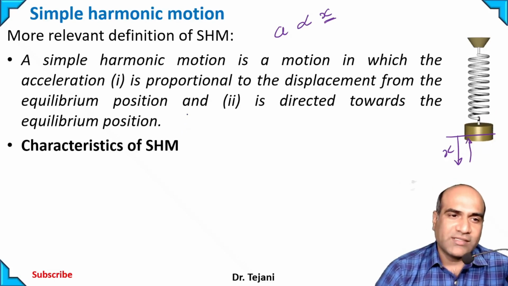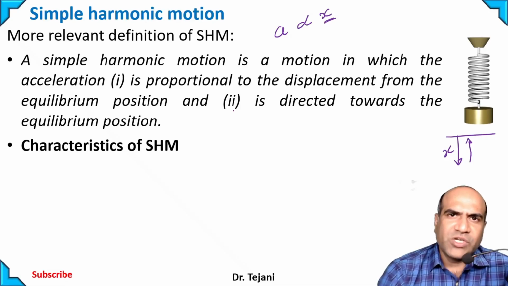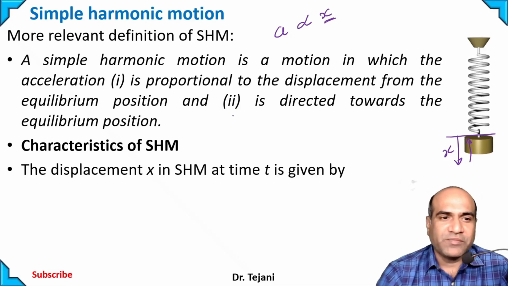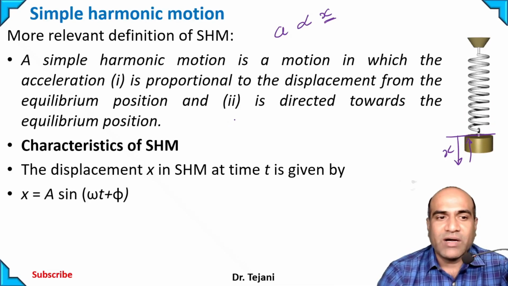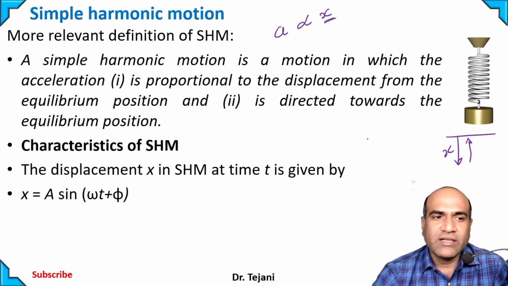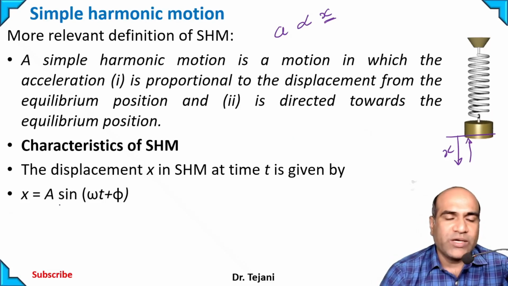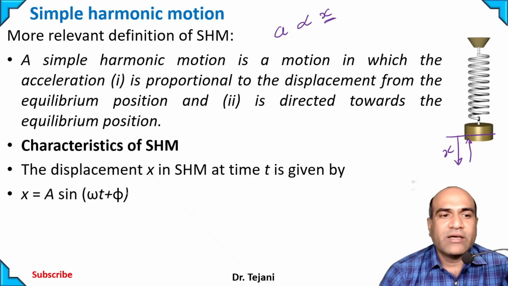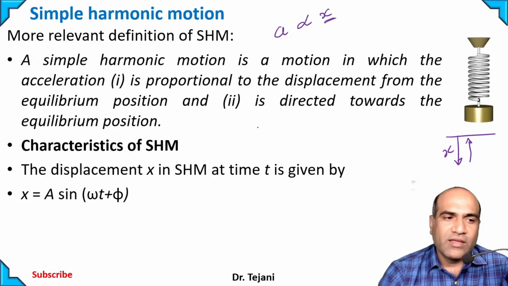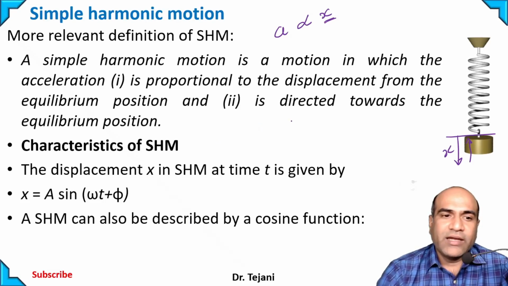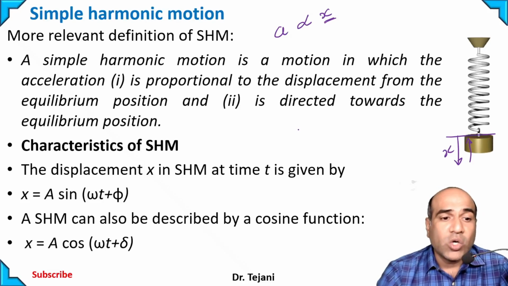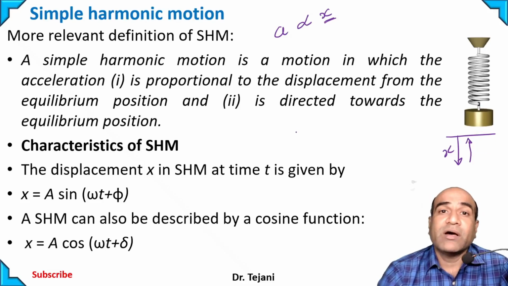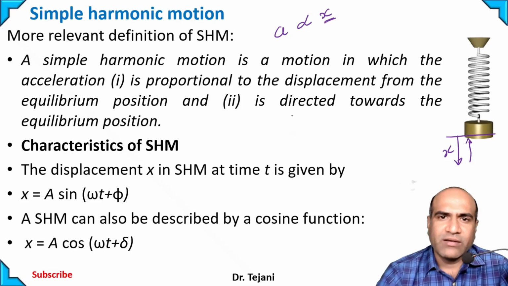And what next? Characteristics of simple harmonic motion. The displacement x in time is given by x is equal to A sine omega t plus phi. And simple harmonic motion can also be defined as A cos omega t plus phi, or delta. We can write that, that is also okay.